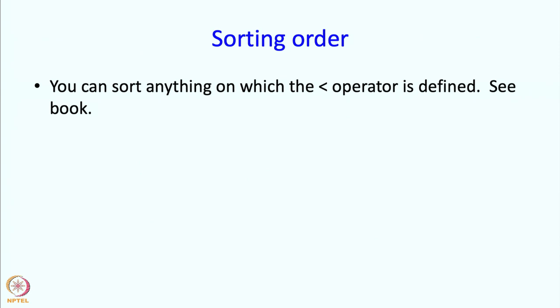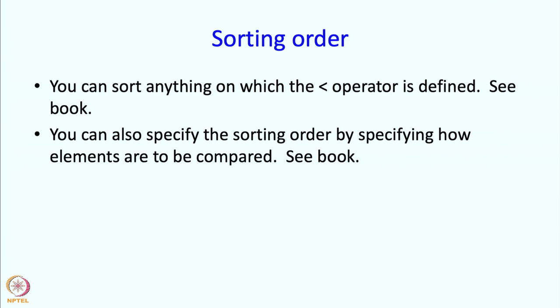This means, for example, I might have a struct which stores marks of various students, and I can now choose to sort those structs, say either by the physics marks or by the chemistry marks or whatever I want, maybe by the total marks. I just have to define the less than operator consistent with the order that I want. And you don't even have to define the less than operator.